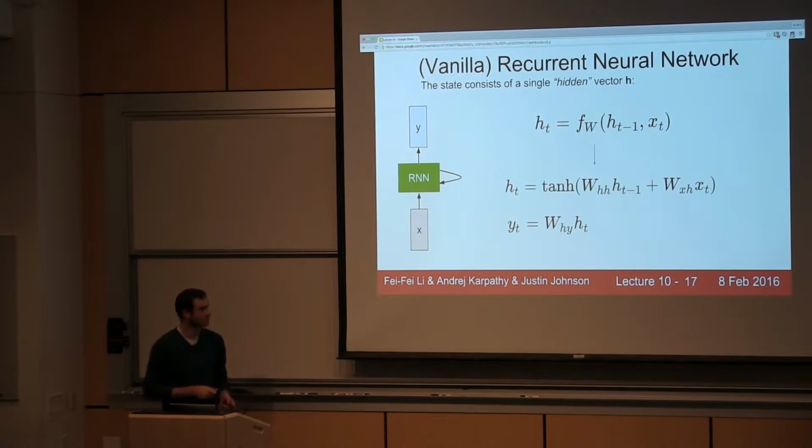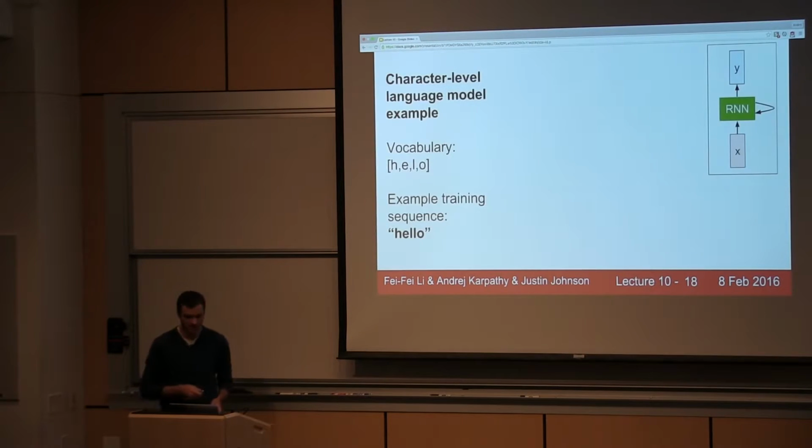Okay? So just to give you an example of how this will work, right now I've just talked about x, h, and y in abstract forms in terms of vectors. We can actually endow these vectors with semantics. One of the ways in which we can use a recurrent neural network is in the case of character-level language models. This is one of my favorite ways of explaining RNNs because it's intuitive and fun to look at.